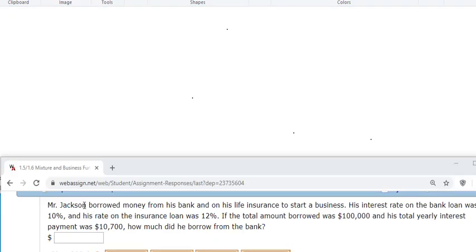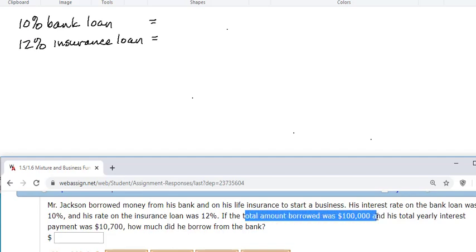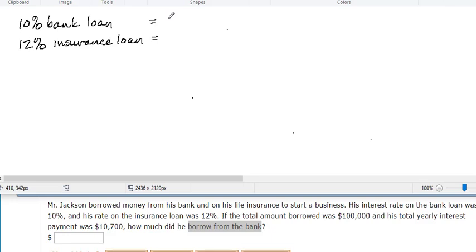Okay, in this problem, we're going to be borrowing money, and we have two sources, the bank and life insurance. The interest on the bank loan is 10%, and the interest on the insurance loan is 12%. If the total amount borrowed is $100,000 and his total yearly interest payment was $10,700, how much did he borrow from the bank? Let's make the 10% bank loan be X and the 12% insurance loan be Y, and that's the dollars that I borrowed from each.